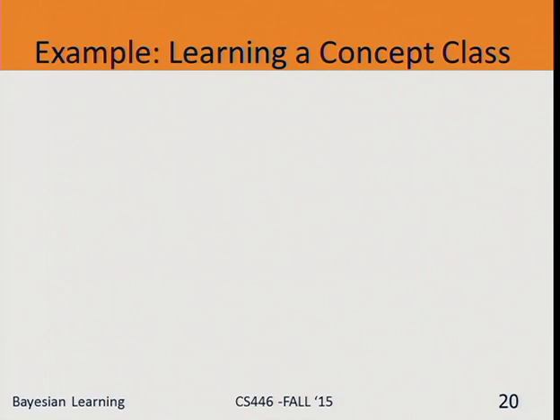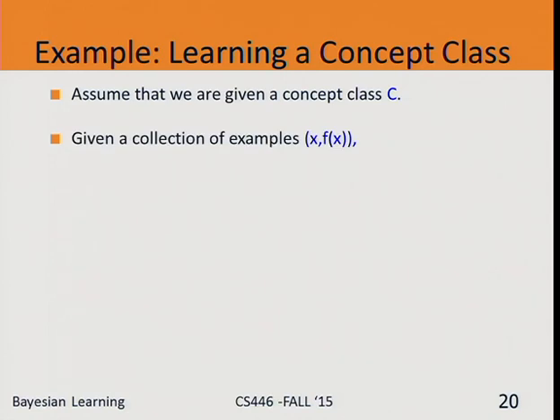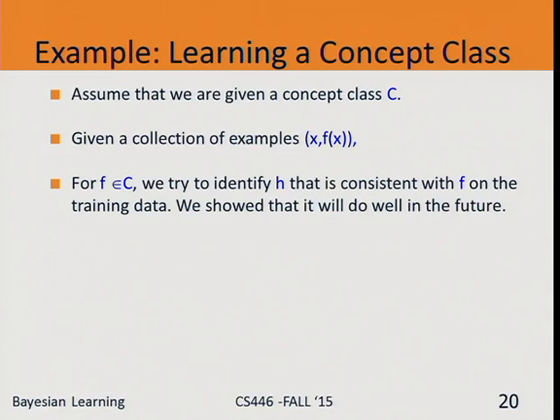Let's go back and think a little bit about what we did in the previous semester. I'm going to spend a minute now trying to think about learning a concept, which we've done previously, from the Bayesian perspective. So the exercise here is the following. Assume that we are given a concept class C. We're given a collection of examples. For f in C, we're going to try to identify h that is consistent with f on the training data, right? We know that this is the right thing to do. It's going to do well in the future. And before we ran learning algorithms and chose the hypotheses and so on, I want to see what Bayes theory says about this protocol.